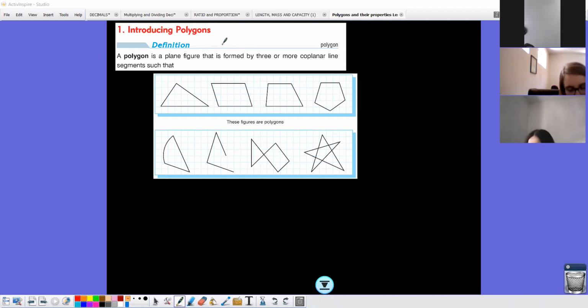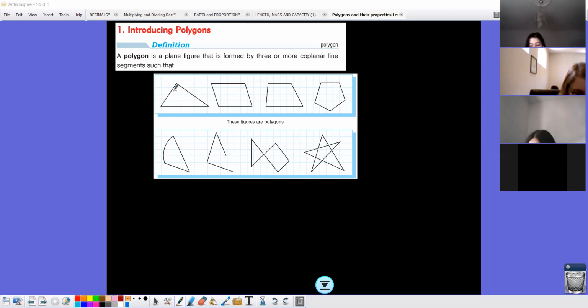I don't want you to write the definitions. You have them in the book, but which ones you want to note for yourself, you can write on your notebooks, or take some notes about the words, the terminology that we are using. A polygon is a plane figure that is formed by 3 or more coplanar line segments such that these are, look, these are the polygons, and these are not. Okay, so polygons are, for example, triangle is a polygon.